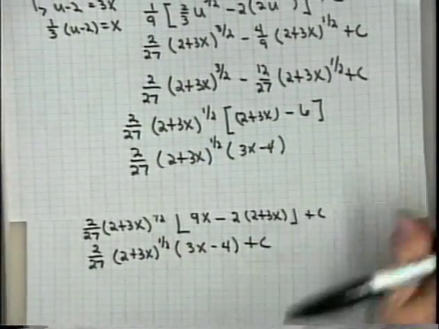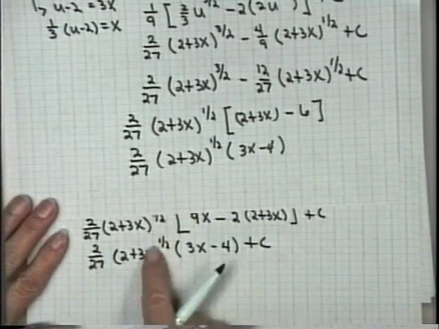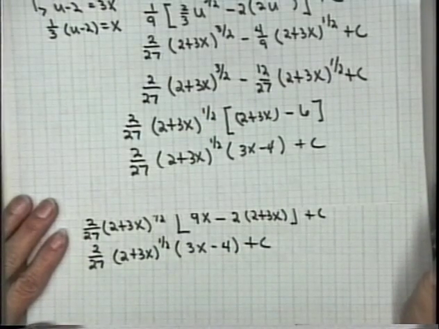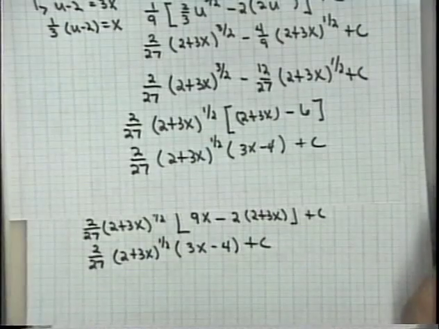Now, let's look at what we have here. 2/27, 2 plus 3x to the 1/2 times 3x minus 4. Of course, I forgot to put my plus c on that one. But you see the answers are equivalent.